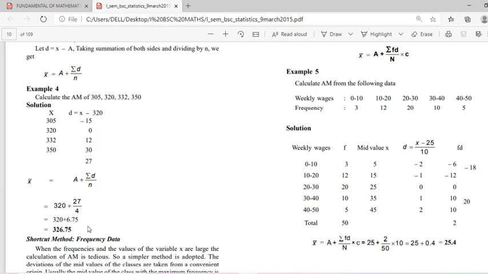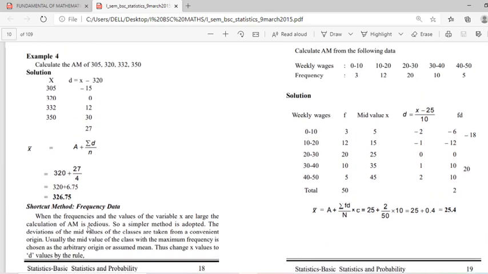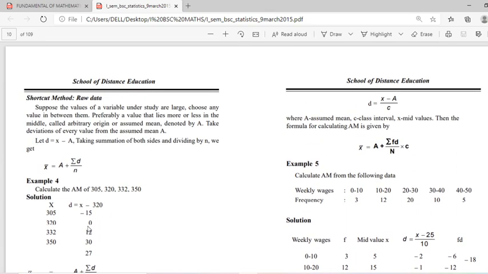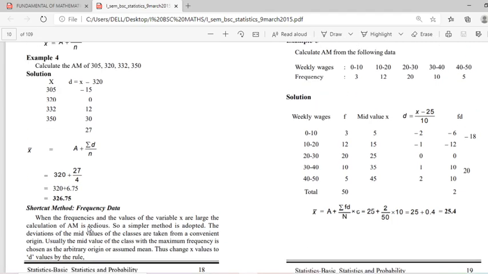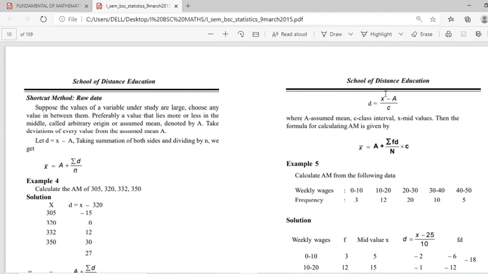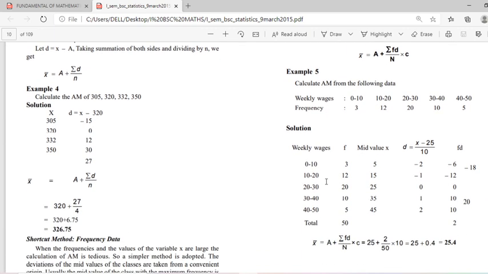Okay, it's a very simple example. In another case, we have divided with the constant C. In that case, D is equal to x minus A by C, and we know that x bar is equal to A plus summation F D by N into C. So how can we calculate the arithmetic mean?